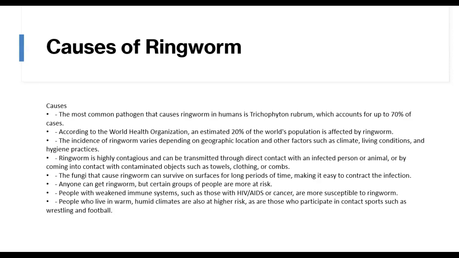According to the World Health Organization, an estimated 20% of the world's population is affected by ringworm. The incidence of ringworm varies depending on geographic location and other factors such as climate, living conditions, and hygiene practices. Ringworm is highly contagious and can be transmitted through direct contact with an affected person or animal, or by coming into contact with contaminated objects such as towels, clothing, or combs. The fungi that cause ringworm can survive on surfaces for a long period of time, making it easy to contract the infection.